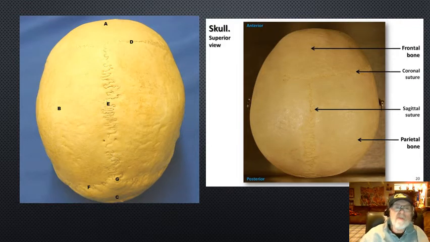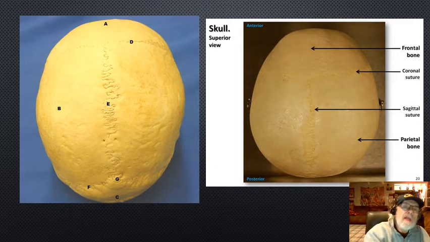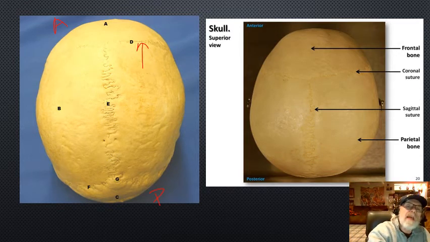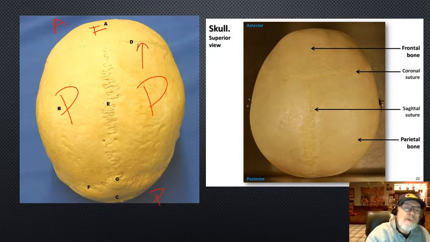Again, this is actually a good view. I think it's easier to see on the left than on the right. Here's the coronal suture. This is anterior, this is posterior. Let me quiz you here, and don't look at the right side picture. What is A? The frontal bone. What is B? Parietal bone. What is C? Occipital bone. What is D? Coronal suture. What's E? Sagittal suture. What's G? Lambda. What's F? Lambdoid suture.